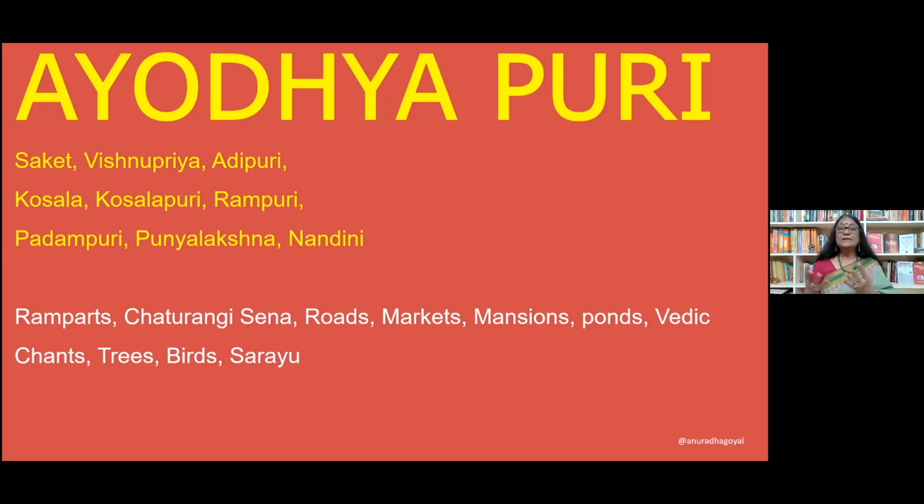Then it goes on to describe the physical glory of Ayodhya. It talks about its very, very strong ramparts, its fort walls, its impregnable security. It talks about its Chaturangi Sena, the Sena of 4 sections with elephants, horses, chariots, and foot soldiers. So it describes in detail the military strength of Ayodhya. It talks about its roads, which are wide and have crossroads, its markets, and the prosperity of Ayodhya in terms of markets and mansions. Then it talks about the ponds, the fact that Vedic chants can always be heard all around, and the ecology of Ayodhya: trees, birds, flowers, and Saryu, the lifeline of the city.